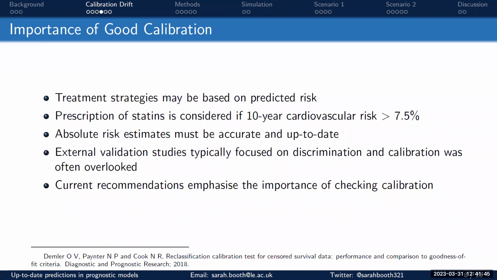And typically, external validation studies have really focused on discrimination. And in fact, the EuroSCORE model actually remained really good at discriminating throughout the entire period. It was really just the calibration that was overlooked, and it was really the calibration that was the issue. And a lot of the current recommendations around prognostic modelling really emphasise the importance of checking calibration.